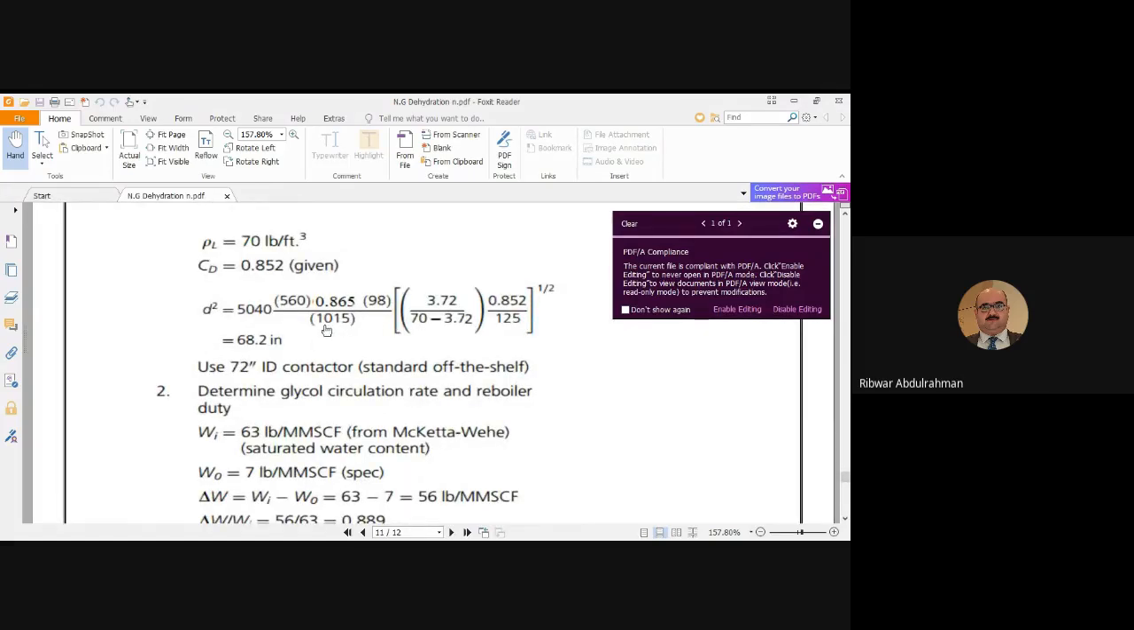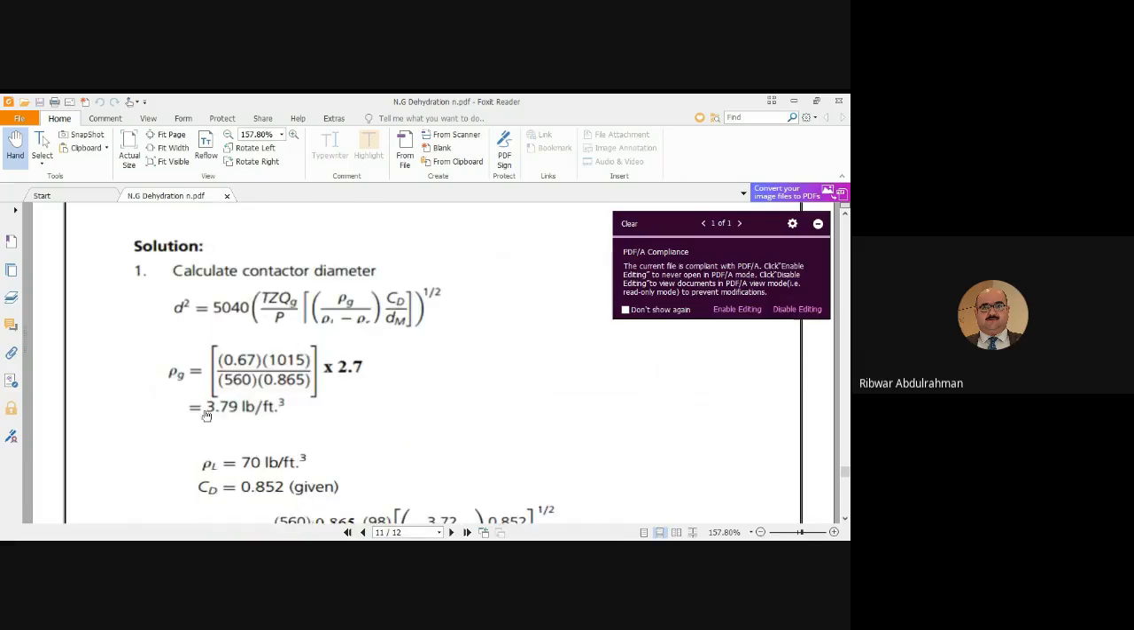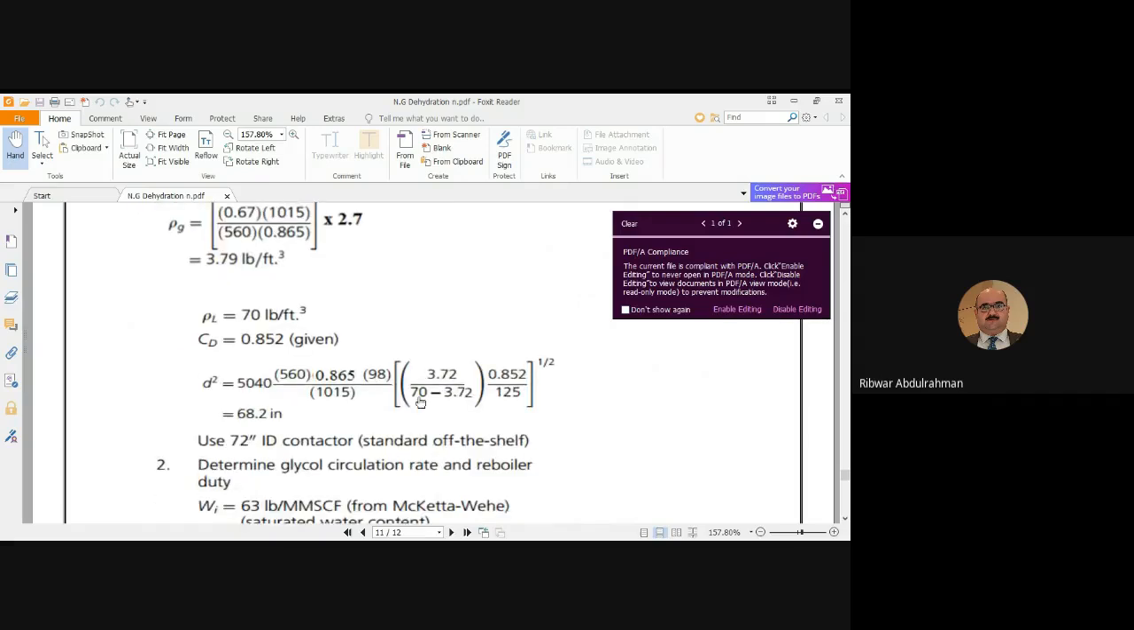All right, so over 1015, which is the pressure of the gas stream, here we convert it to absolute pressure. It's still PSI, multiplied by open bracket 3.72, which is the density of the gas we just calculated from this equation, and over 70, which is the density of the liquid, which is the glycol, minus the density of the natural gas again.